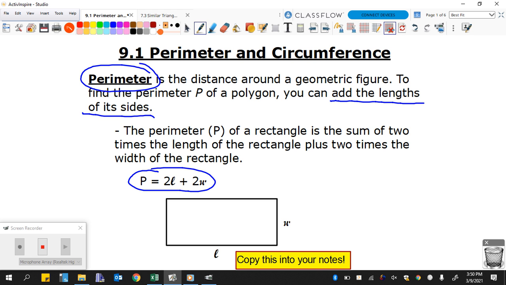You find that because the length is down here, that means there's a length up here. It's the same length. And the width is over here, that means there's a width over here too. So length plus width plus length plus width is 2 times the length plus 2 times the width.